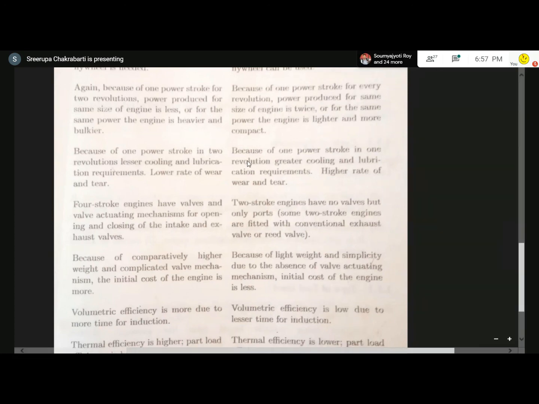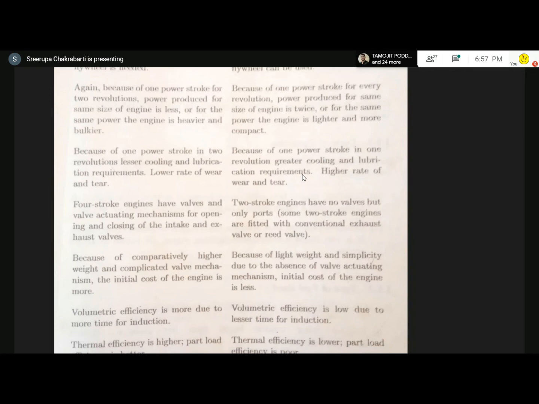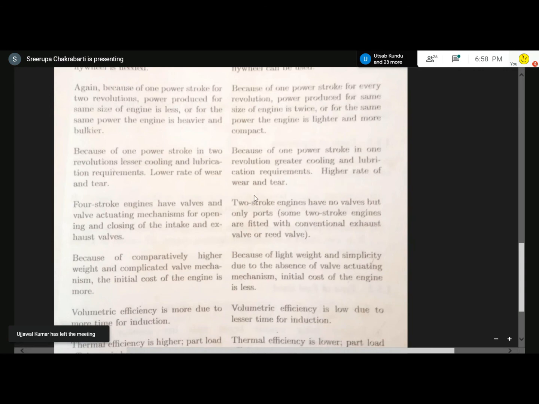Here in the 2-stroke engine, because of 1 power stroke in 1 revolution, there is greater cooling and lubrication requirement. Because here power strokes are more frequent, there is more combustion. So because of the higher combustion rate, a higher rate of cooling, higher rate of lubrication is required, and there is higher wear and tear.